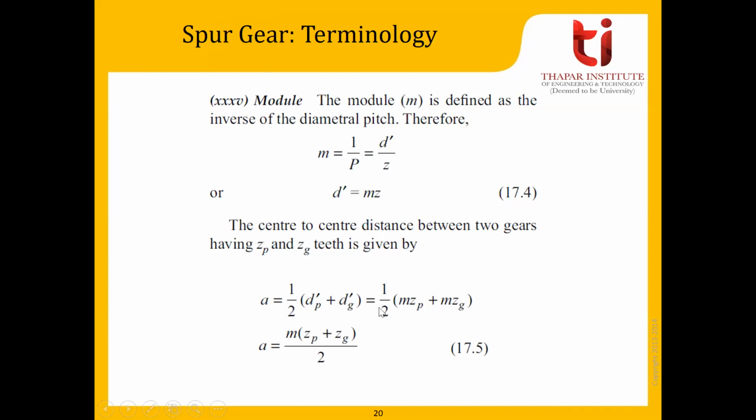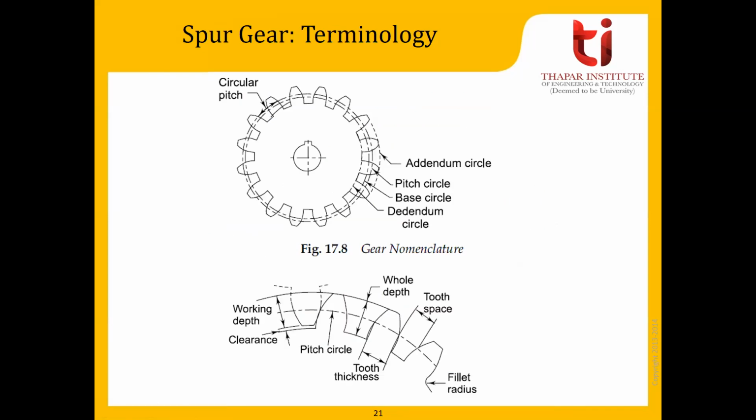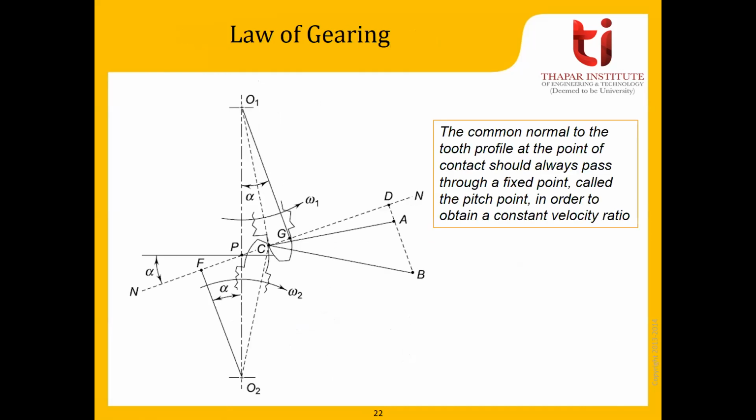And in the form of module, you can write dp equals m multiplied by zp. Zp is the number of teeth on pinion, and zg is the number of teeth on gear. And now you can write m times zp plus zg over 2. This is the center distance. A represents the center distance between the centers of two mating gears. So already we discussed these things.